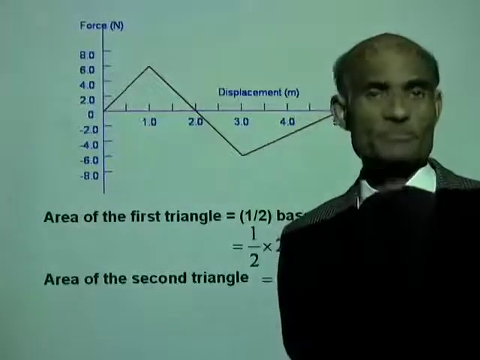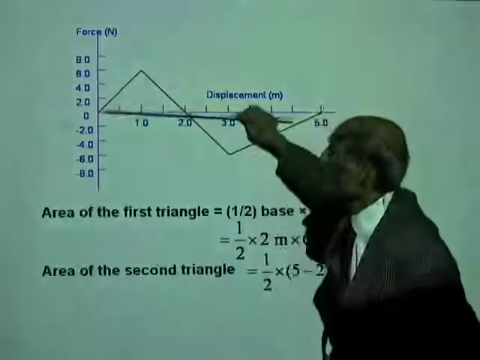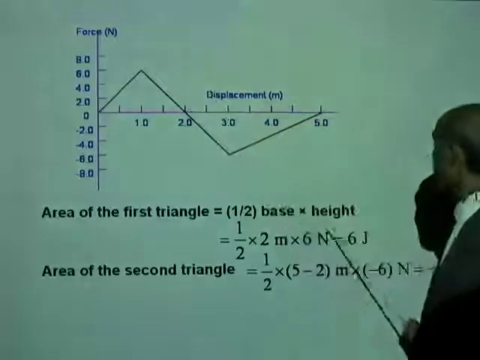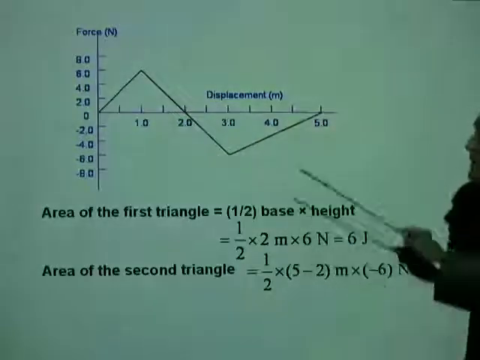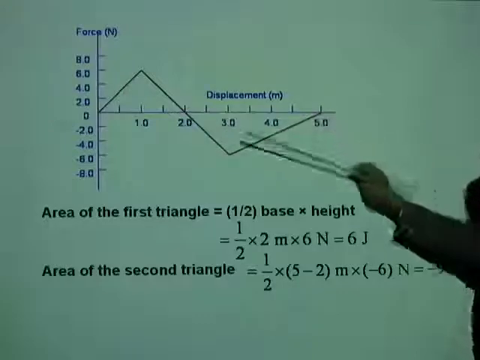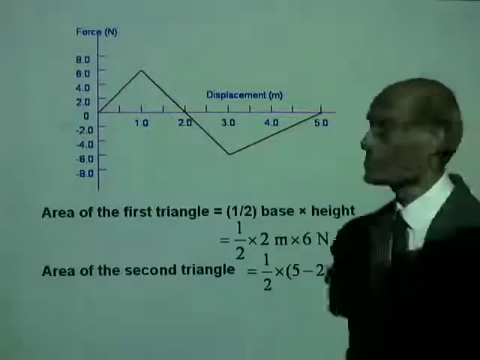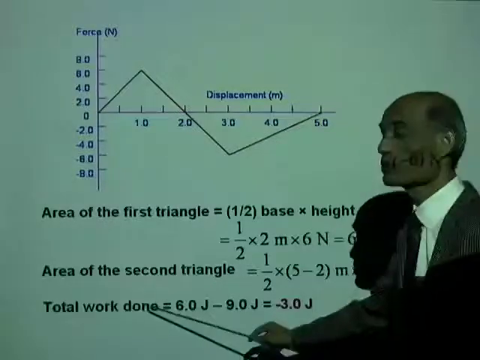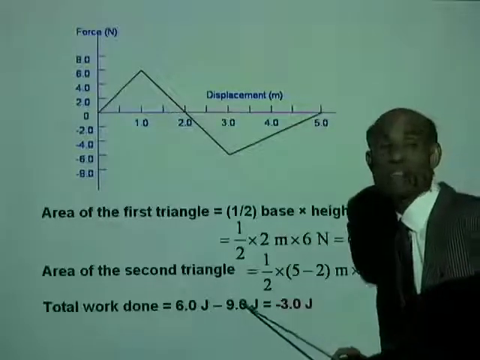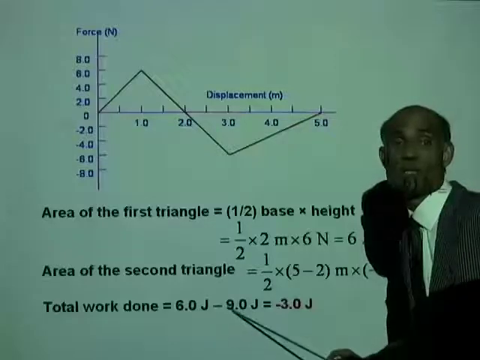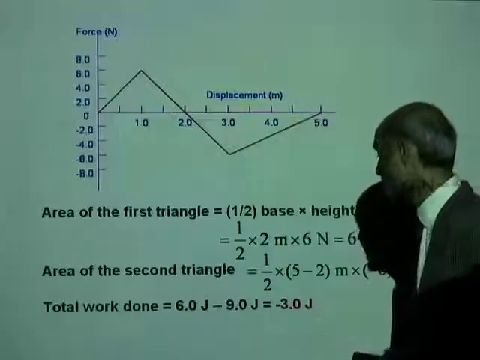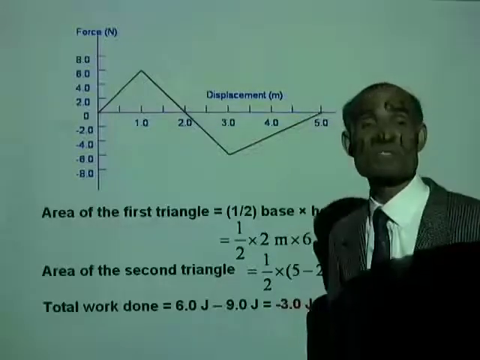The area of the top triangle is positive 6 joules. The area of the bottom triangle is negative 9 joules. And therefore the total work done is the sum of the two. 6 joules minus 9 joules equal to negative 3 joules.